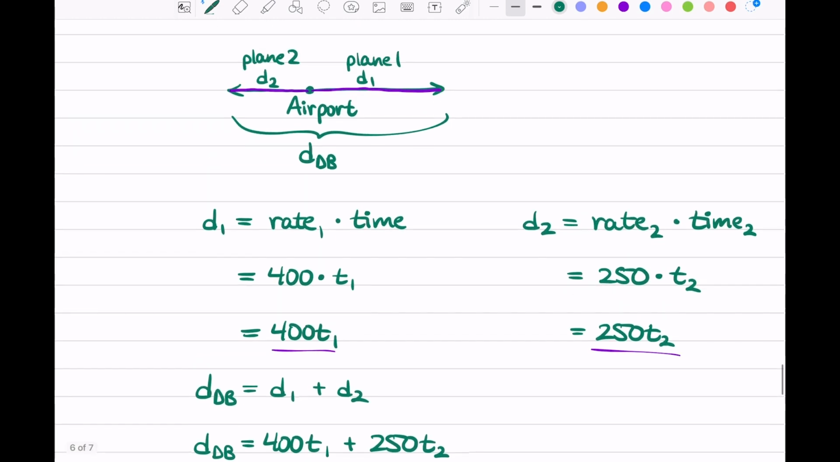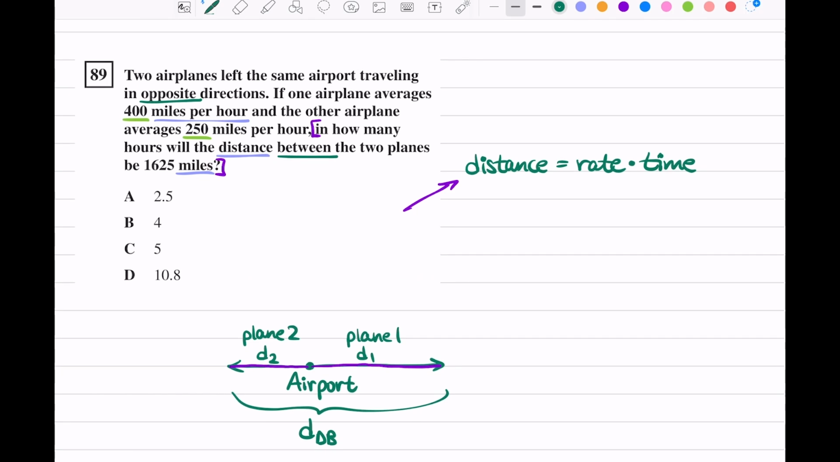Now, just a quick note about this problem. It should have told us that the airplanes left the same airport at the same time. This problem wants us to assume that, but if you read that first sentence, it's not really clear when these planes actually leave. It says 2 airplanes left the same airport traveling in opposite directions. Maybe plane 1 left an hour later than plane 2. That would still fit this description. So they should have specified that these 2 planes are leaving at the same time, because that's the only way to get to the answer they want.